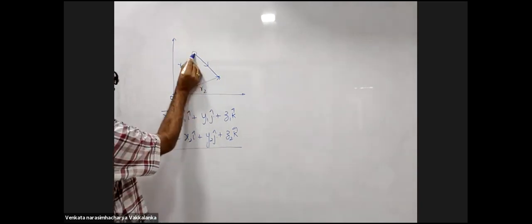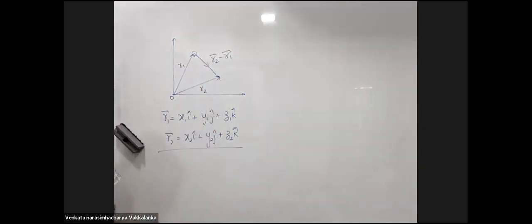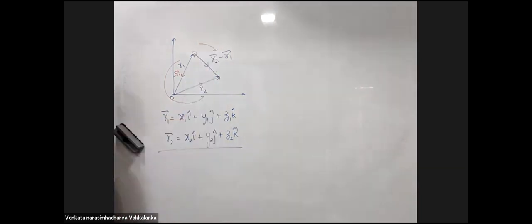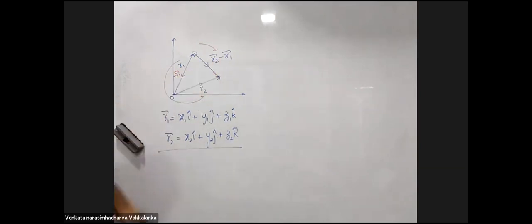Now, my requirement is this vector. I get this as R2 minus R1. Confirm that. This is R2, right? This is minus R1. R2 and minus R1 are two sides of a triangle taken in one order. The third side of the triangle taken in the reverse order is the resultant. Resultant of what? R2 and minus R1. So this vector will be R2 minus R1.